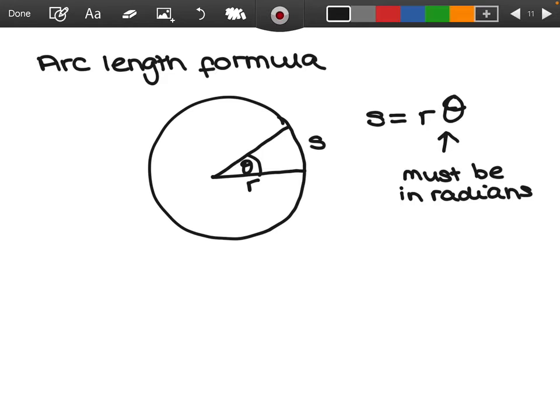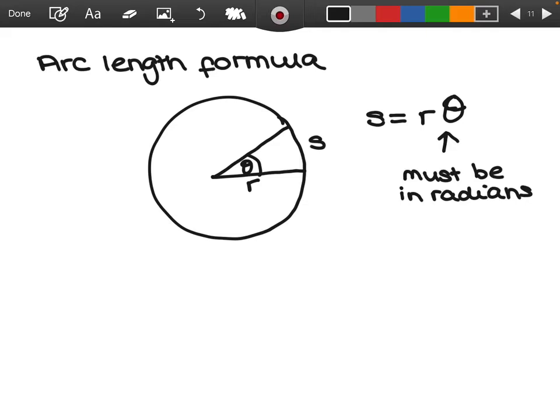You can kind of see that from our definition of radians. 1 radian, so when theta equaled 1, then that told us that that arc length equaled the radius, which was the definition of 1 radian. So theta must be in radians.